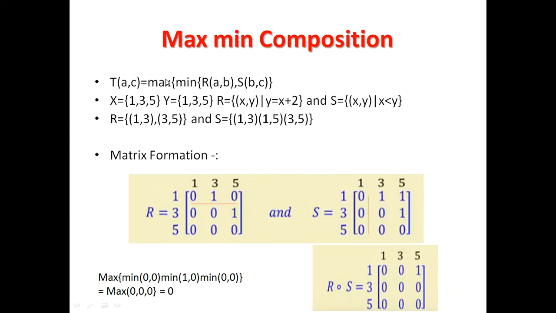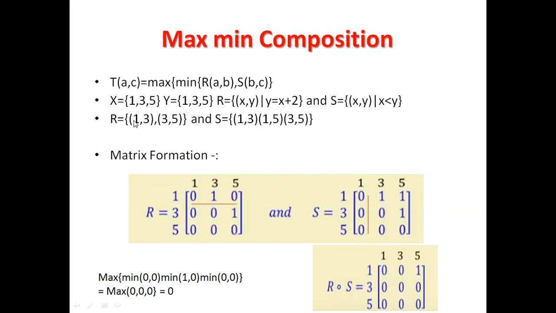Okay, let's see it by an example. We have a set X that has values 1, 3, 5. We have another set that has the same values 1, 3, 5. We are giving a relation R by Y equal to X plus 2. We are giving another relation S by X is less than Y.